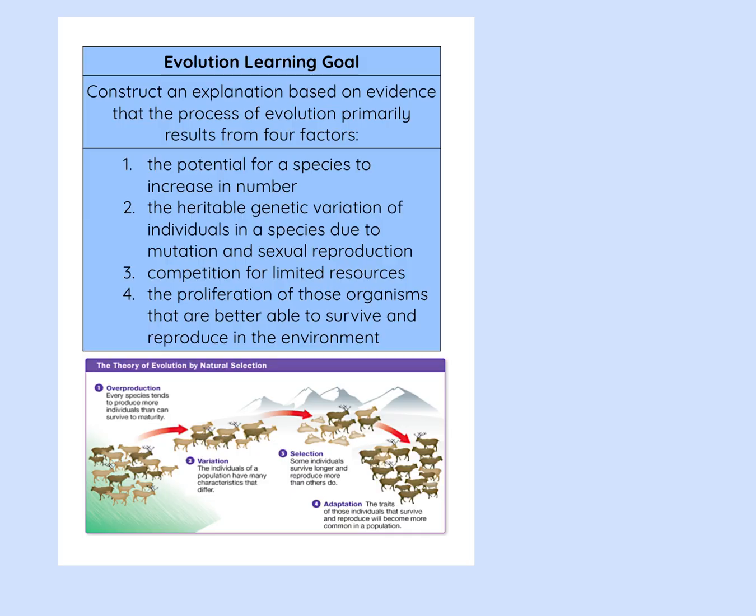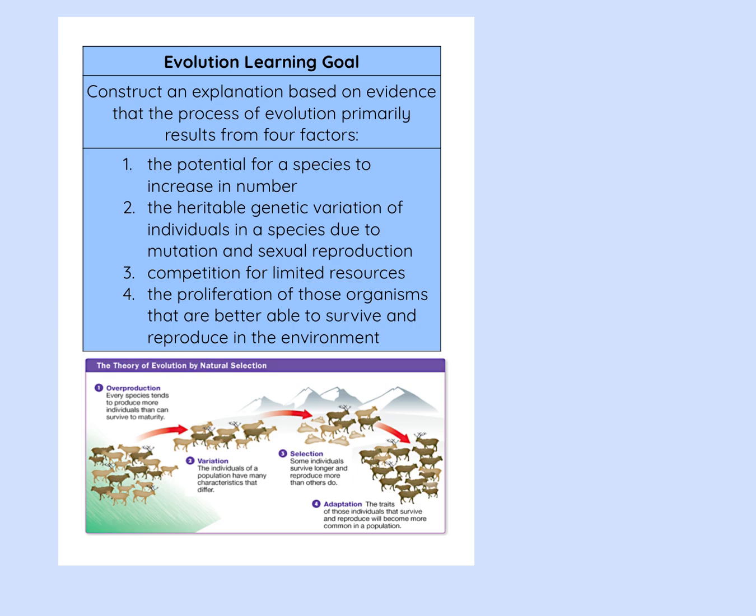Okay, so here is our learning goal for evolution. It says, construct an explanation based on evidence that the process of evolution primarily results from four factors. And then it lists the four factors. In this video, we're going to take a closer look at what each of those four factors mean.